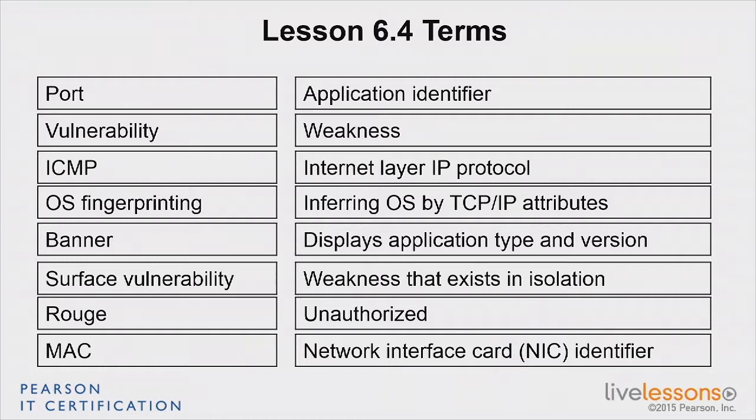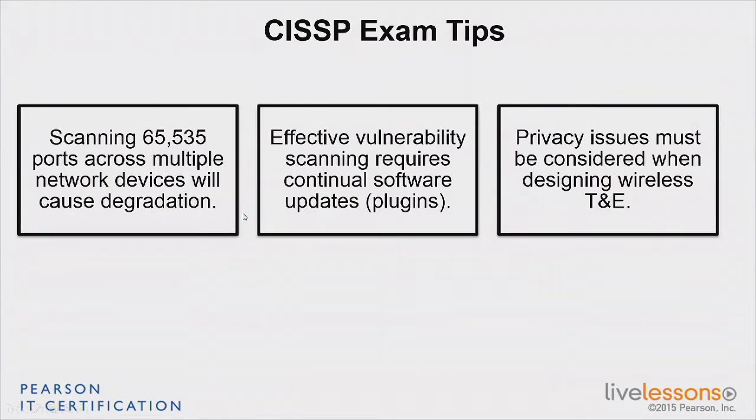So we're going to end Lesson 6.4 with our CISSP exam tips. Our first tip is that scanning 65,535 ports across multiple network devices will most certainly cause degradation. So you need to scope out what your scanning is going to be. Our second is that effective vulnerability scanning does require continual software updates or plugins so that our scanning software knows about the most current vulnerabilities. The third is that privacy issues must be considered when designing wireless testing and examination.